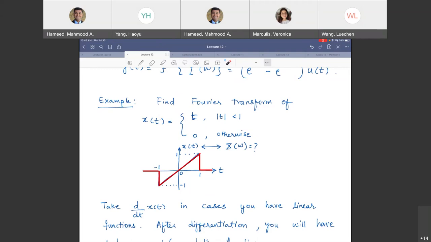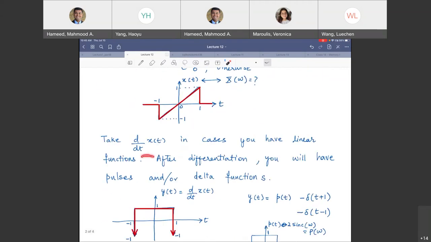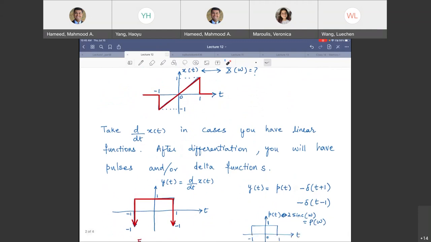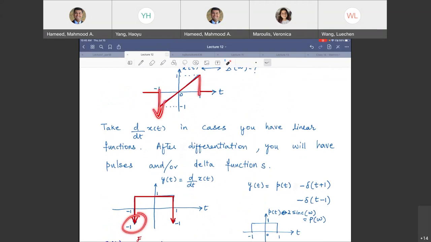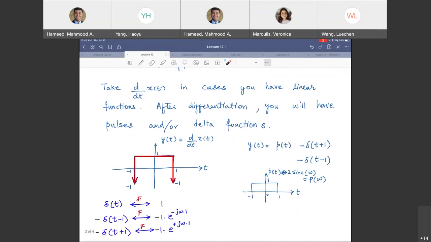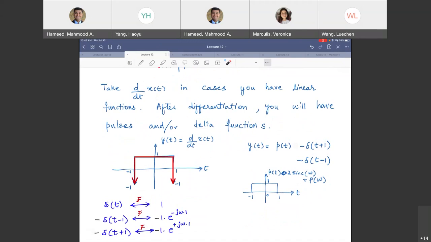So it is t between negative 1 and 1, and it is 0 otherwise in time domain. So in time domain, it looks like that. When you differentiate it by taking the derivative with respect to time, what do you have? You have a pulse between negative 1 and 1, and you have two impulses that are pointing down, this guy and this guy, right? I know the Fourier transform of a pulse, and I know the Fourier transform of an impulse. So I should be able to use linearity and be able to find the Fourier transform of the derivative of x of t. So y of t is the derivative of x of t, which I have sketched over here.